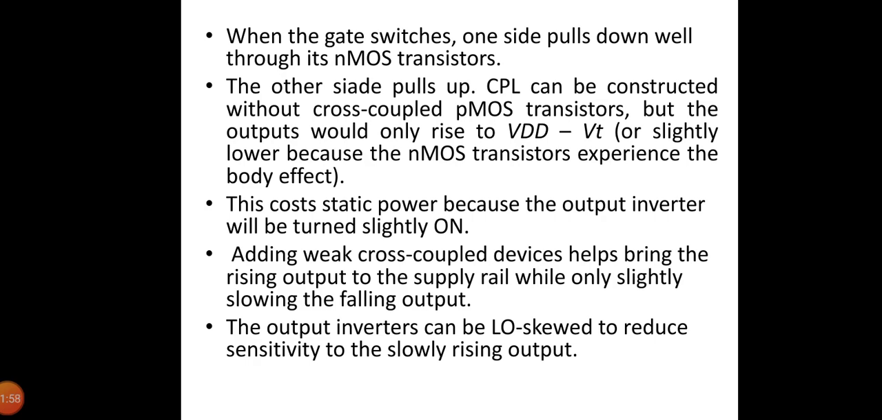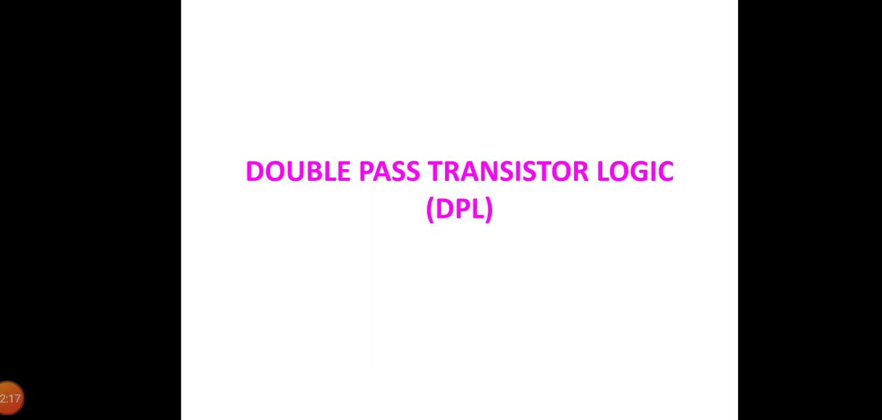This causes static power because the output inverter will be turned slightly on. Adding weak cross-coupled devices helps bring the rising output to the supply rail while only slightly slowing the falling output. The output inverters can be low skew to reduce the sensitivity to the slowly rising output.